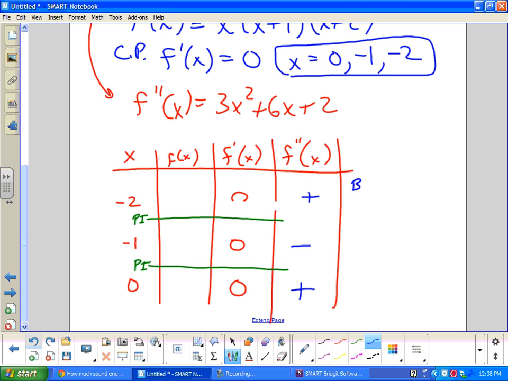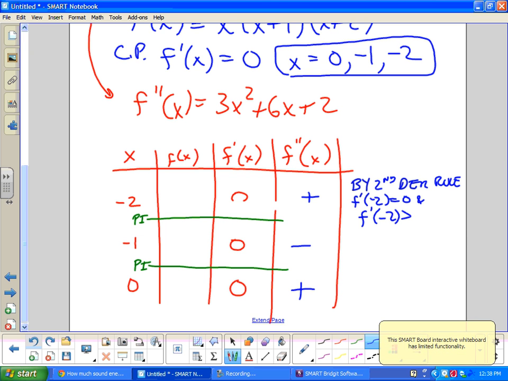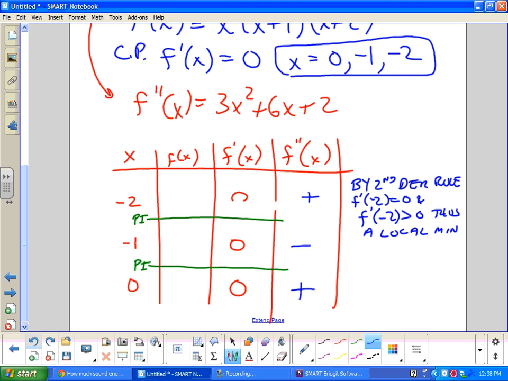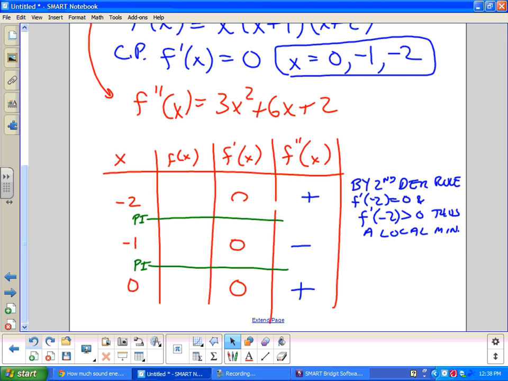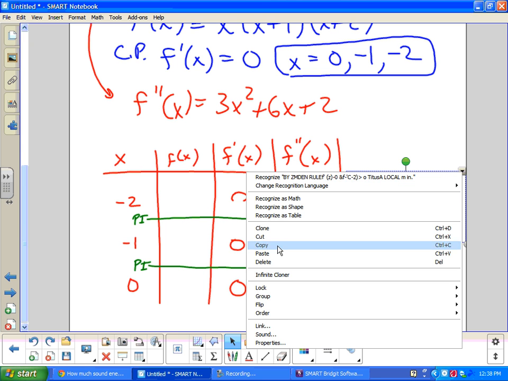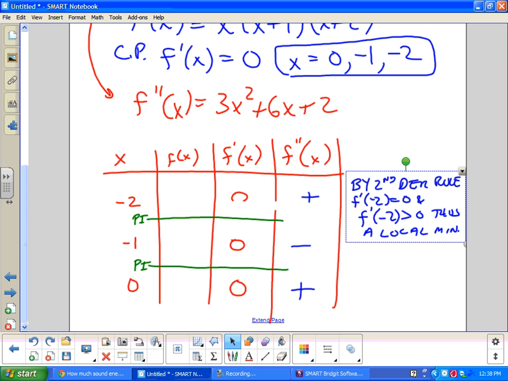So, by the second derivative rule, or test, I call it a rule, f prime of -2 equals 0, and f double prime of -2 is greater than 0, thus a local min. And I just stated the rule here for that. And again, if I copy this, I can get pretty lazy here actually. So all I'm going to do on the next two is just change a couple things.